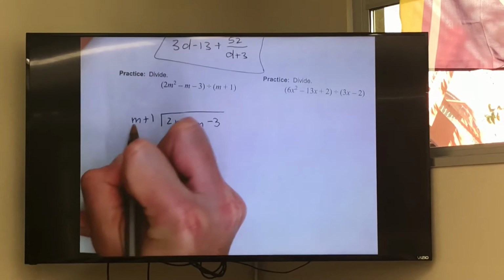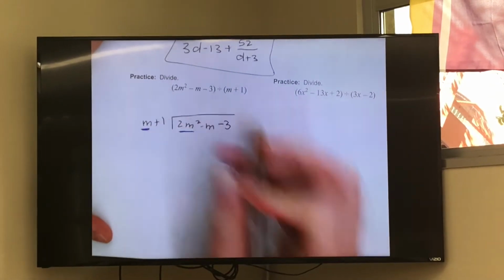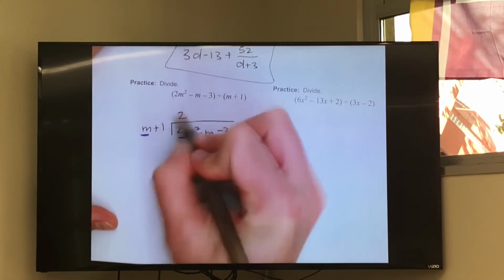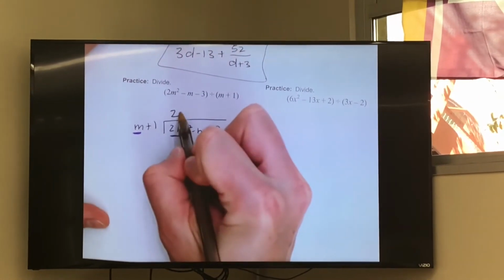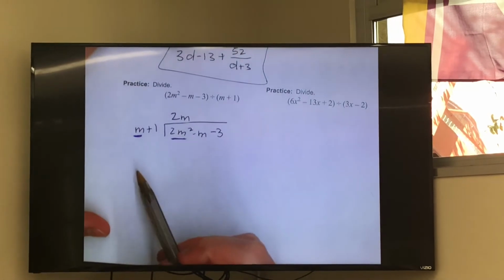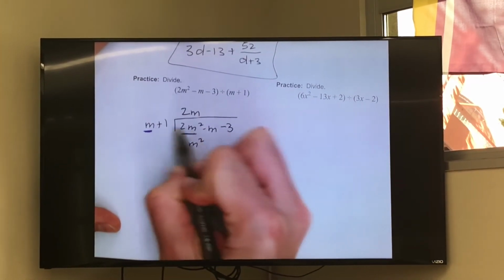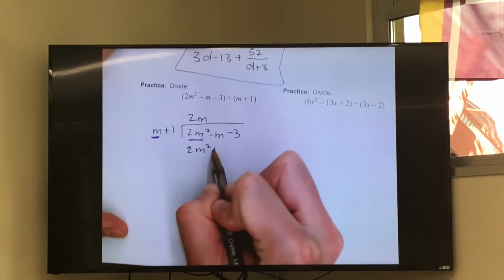So m plus 1 goes into the polynomial here of 2m squared minus m minus 3. So there's your setup for long division. Again, you're focusing on the first term into the first term. How many times does m go into 2m squared? Well, I need a 2, and I need another m to get m squared. Again, I double check. M times 2m, good, is 2m squared. And then I do 2m times the 1.